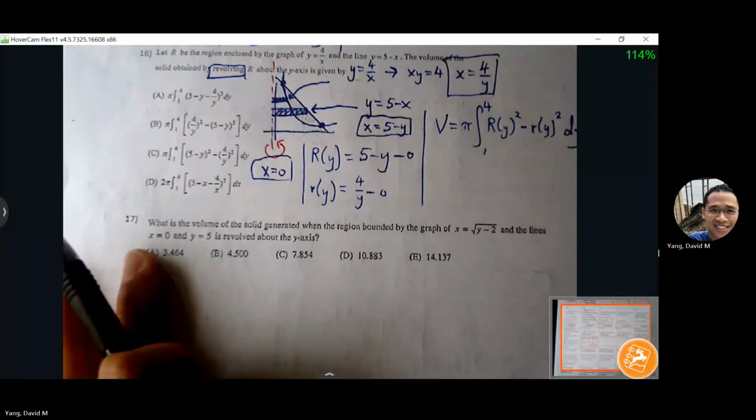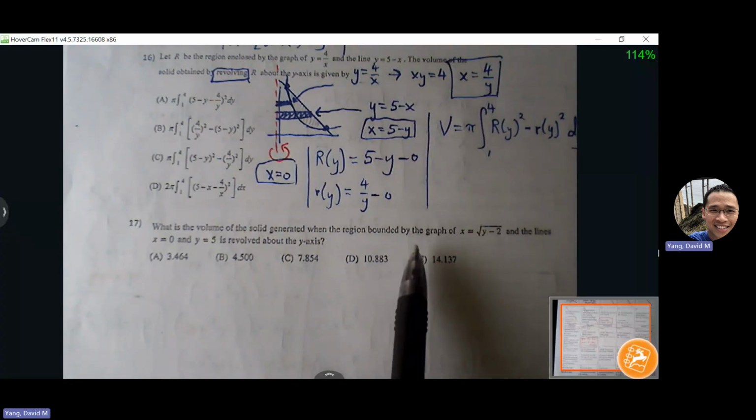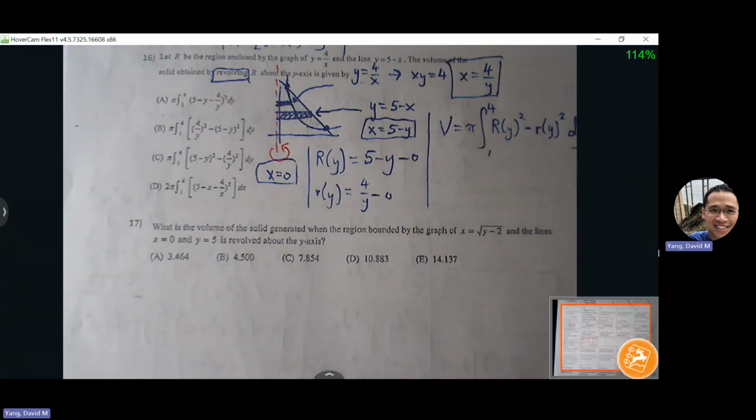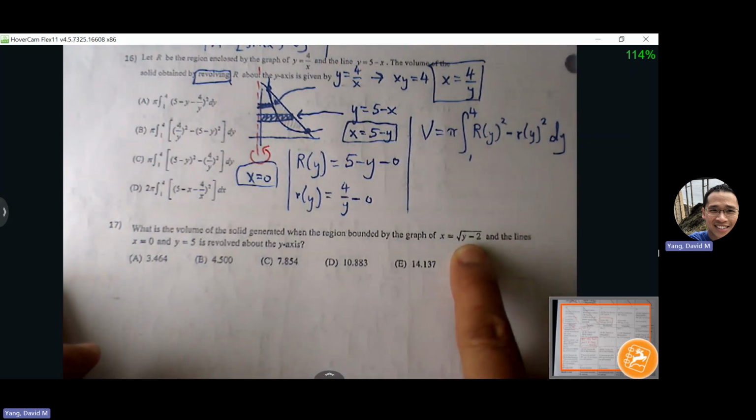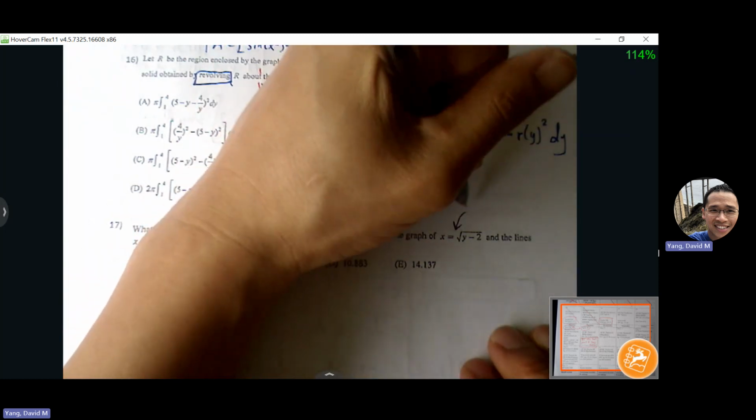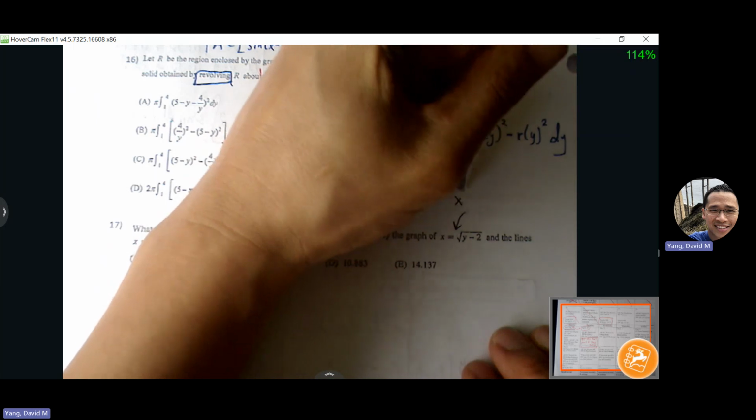Okay, what's the volume of the solid generated when the region bounded by the graph of x equals root y minus 2 and the lines x equals 0 and y equals 5 is revolved about the y-axis? Now, it may be kind of hard to know exactly what that graph looks like because it's not in the form that we're used to. Let me just rewrite it to solve for y so that it's easier for us to visualize what's happening.